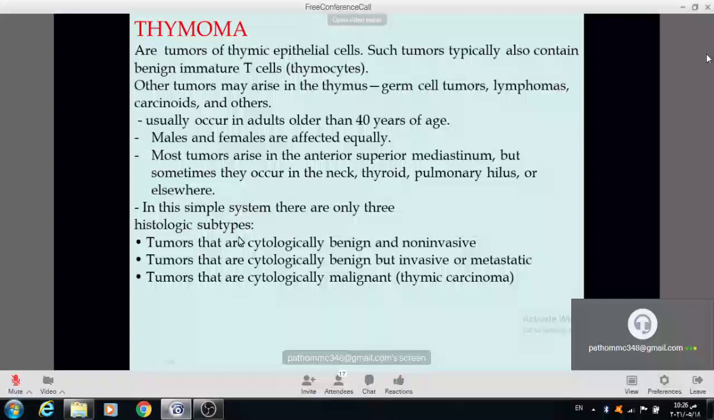وهيستولوجيكلي could be benign to malignant. يعني ممكن تكون هاي thymoma benign, cytologically benign non-invasive, or could be cytologically benign and they are invasive or metastatic, تعمل local invasion or تعمل distant metastasis, أو could be cytologically malignant تسميها thymic carcinoma. فكلها هذه ضمن histological differentiation أو histological features مال الثايموما.